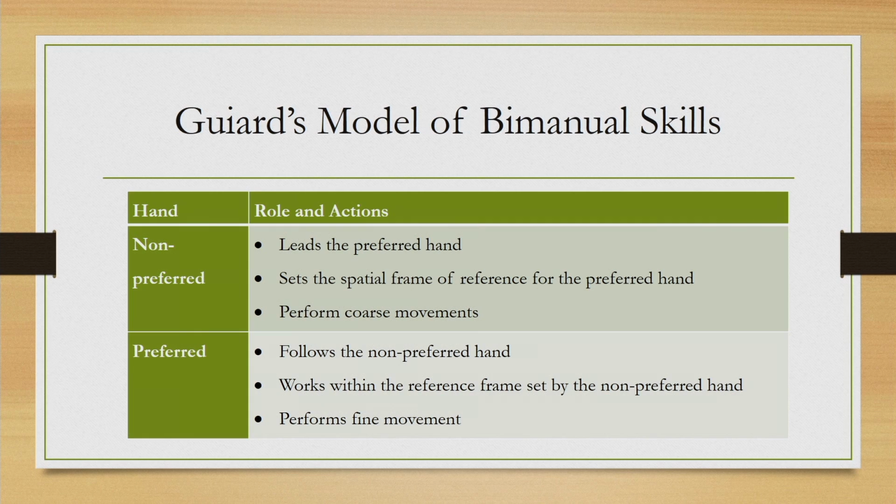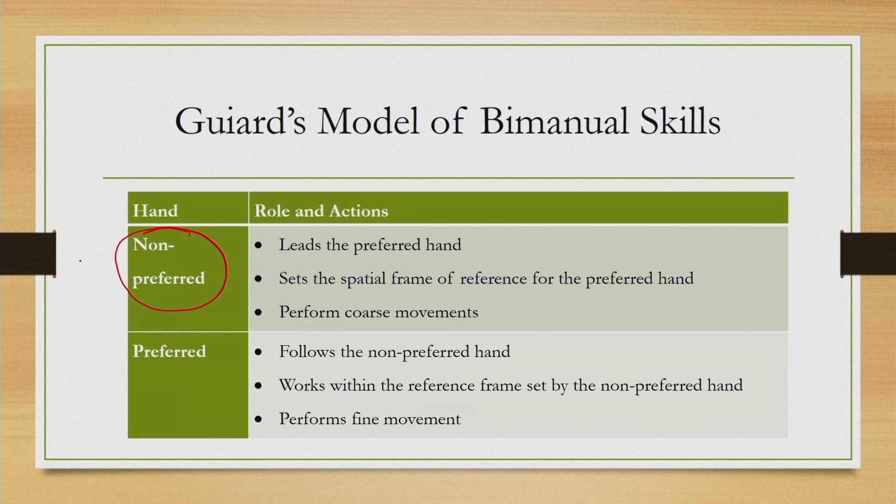So, what it does? It tells us what roles and what actions are performed by different hands during the execution of a task. Now, something interesting is there. The model tells us that we can divide our hands into two categories. One hand acts as preferred hand, other hand acts as non-preferred hand, and the roles and actions are different for each of these.